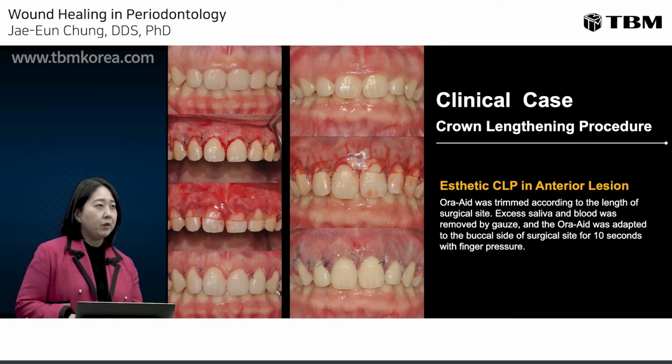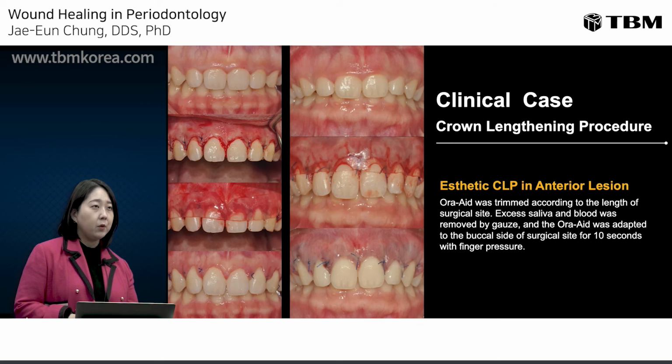Let's look at some more clinical cases using Ora Aid. These two cases are aesthetic clinical crown lengthening procedures. After resective surgery and suturing, Ora Aid was trimmed according to the length of the surgical site. As you see here, a notch was formed to avoid the labial frenum area. Ora Aid was adapted to the buccal side and pressed for about 10 seconds. Please check the uneventful healing here.